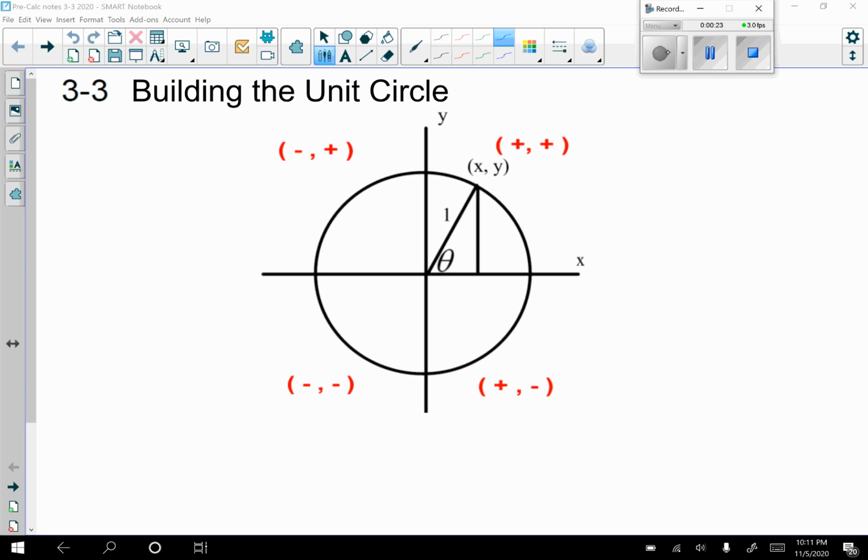Here's what we're going to do. We talked about what the unit circle was on the previous video. We know it's a circle with radius 1. We know it has a center at 0, 0. And that makes it the equation x squared plus y squared equals 1. That's the algebra that will eventually connect us to the trigonometry.